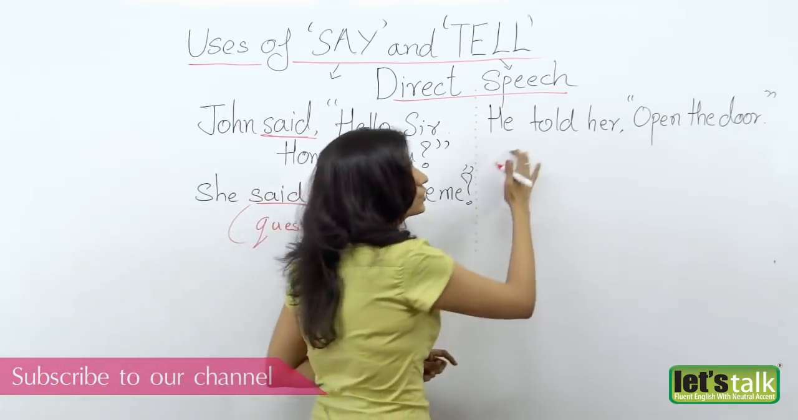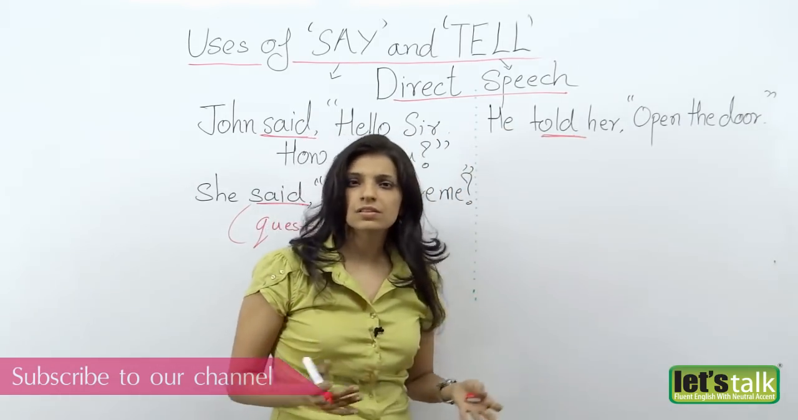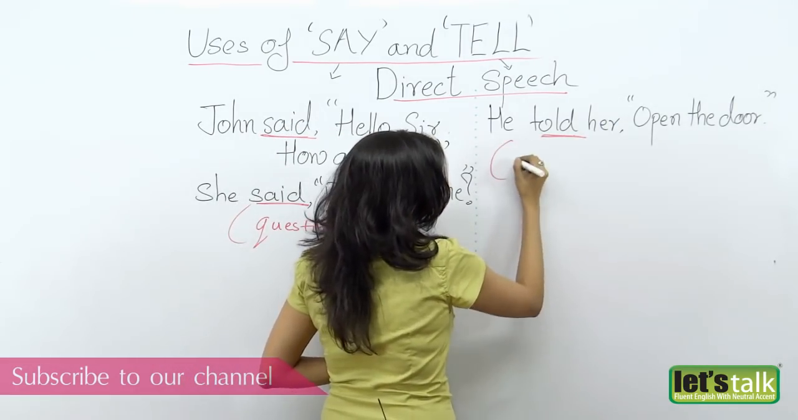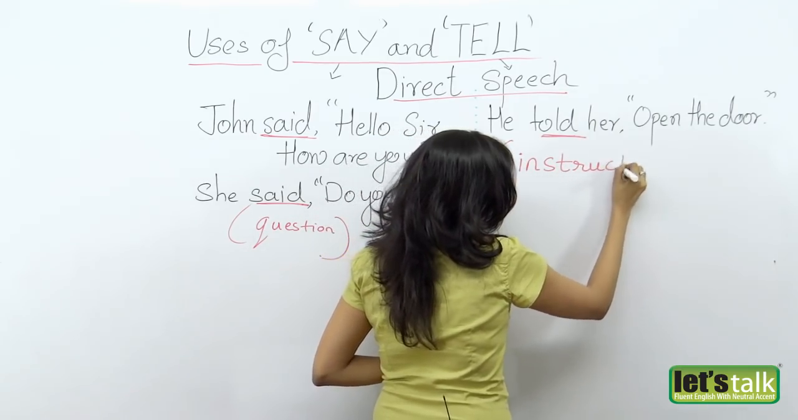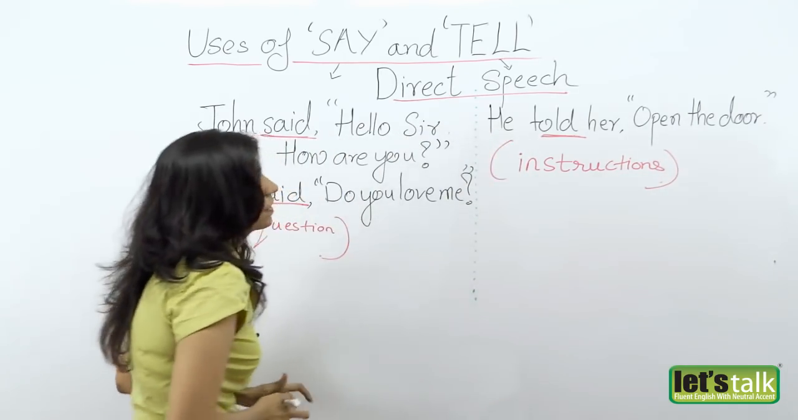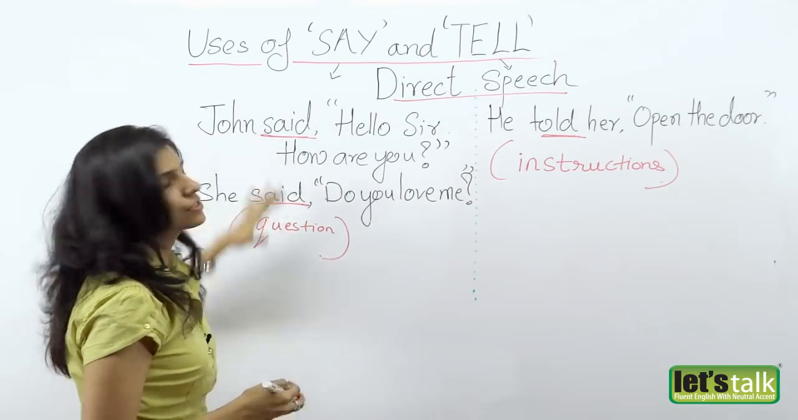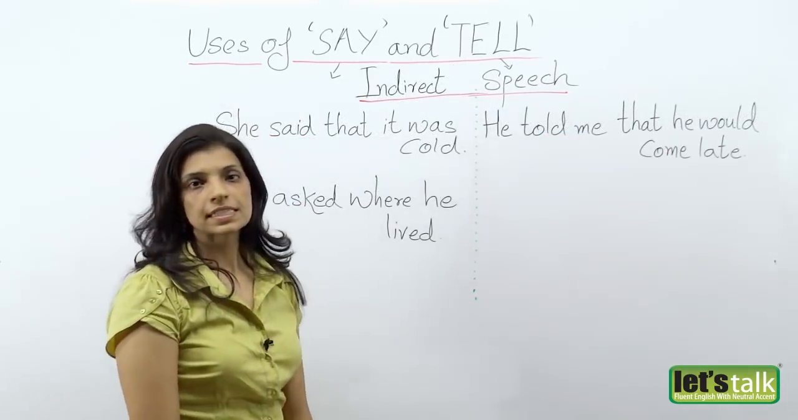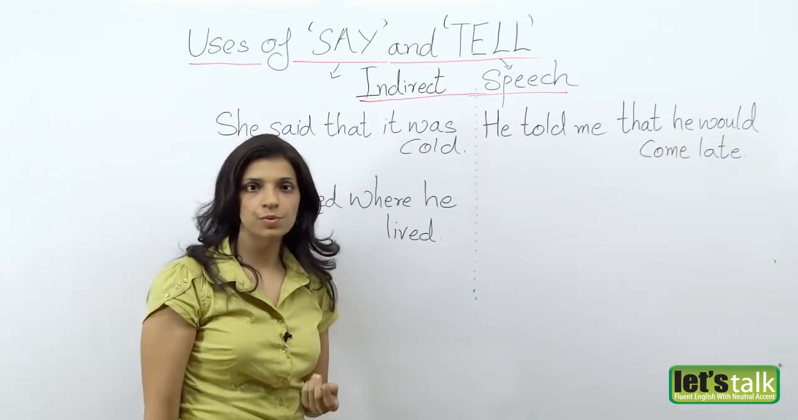Coming to tell, he told her, open the door. When you give instructions or certain information, you always use tell. So he told her, open the door. So for instructions you use tell, and to ask questions or when you generally just say something, you always use said. So now let's take a look at how say and tell are used in the indirect speech, or the reported speech.